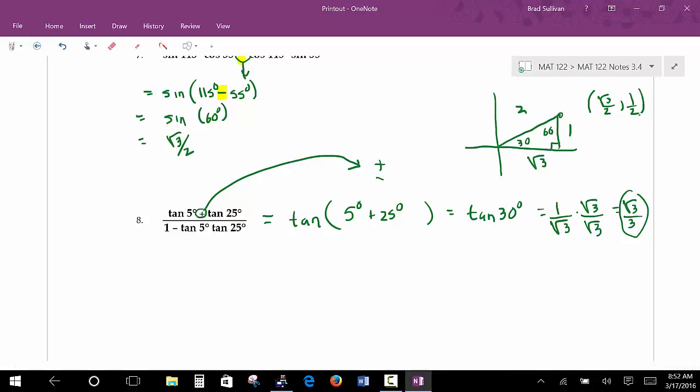Okay, so that's just recognition of identities is all you're doing, and once you get those things put together, you go to the unit circle. Okay, any questions so far?